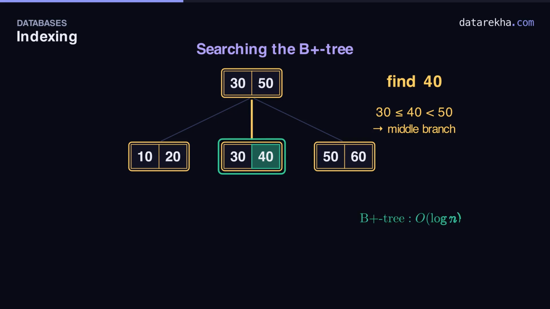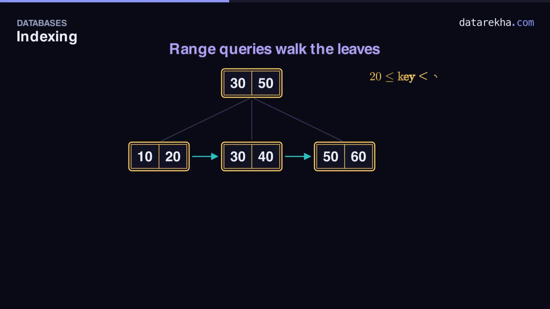And here is the headline. Because the tree is balanced and wide, the path from root to leaf is about log n long. So a B plus tree search is order log n, while the full scan was order n. On a million rows, that is roughly 3 steps versus a million. A single key is only half the story. The real magic is the range query. Let's ask for every key between 20 and 50 and watch the linked leaves earn their keep.